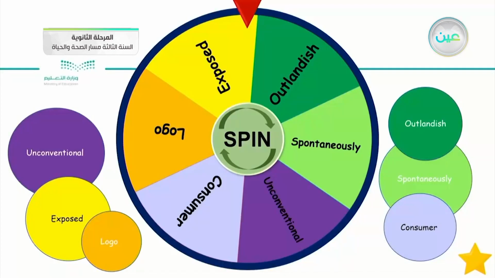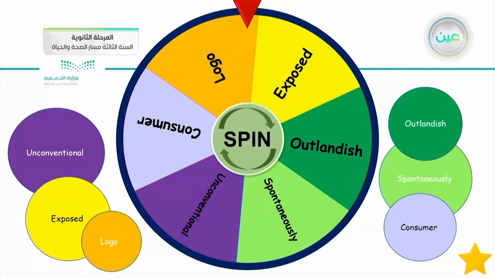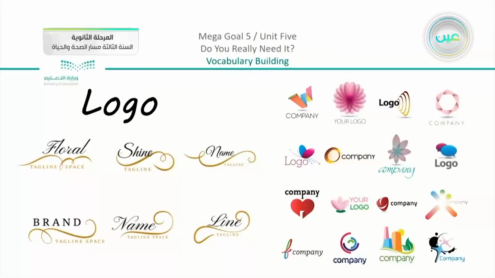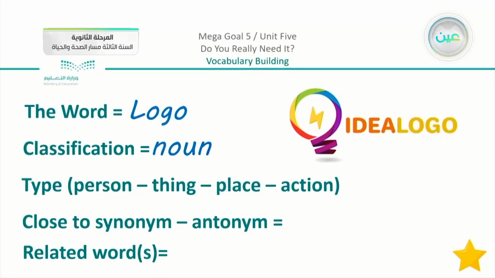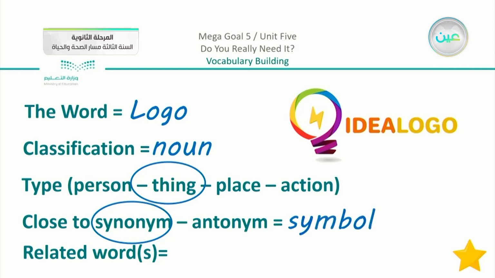Now moving on to see what we have left. We have the word logo. When we see the word logo here, which is actually a very simple word, you can see that a lot of projects do have logos. You can see these are different logos here. We do know that a logo is a noun. This is a logo. It is usually used for things. It is very close to a symbol. We can say that this is a kind of symbol, and we can relate it to brands, because usually brands are the things that have logos.